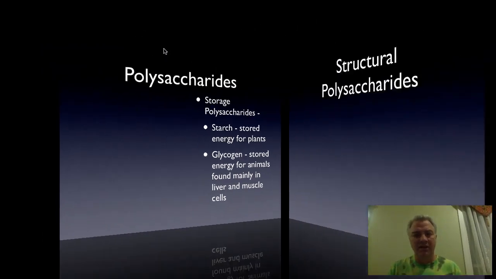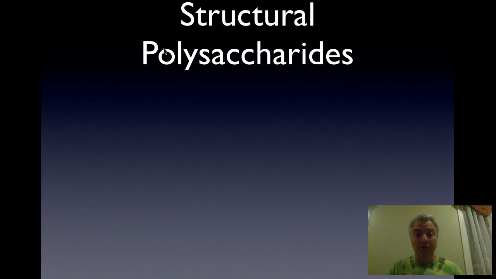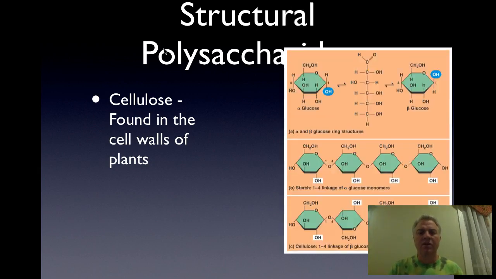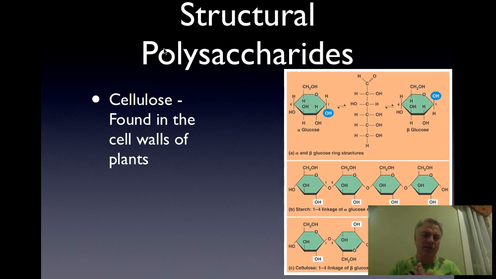So another type of polysaccharide that we want to mention is the structural polysaccharides. A good example of that is cellulose. Cellulose is found in the cell walls of plants. In fact, it's the main component of plant cell walls. Their job is to give structural support for that plant, because plants don't have a backbone, so they need those cell walls to give them support. So I'm going to explain a little bit about cellulose, the importance of it, and what it means to us.